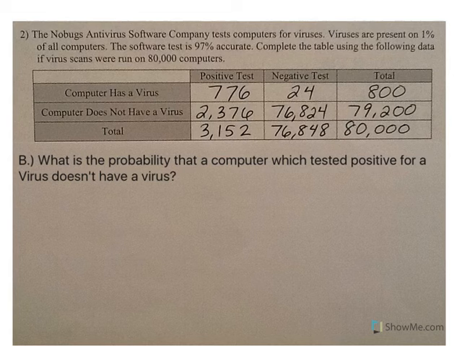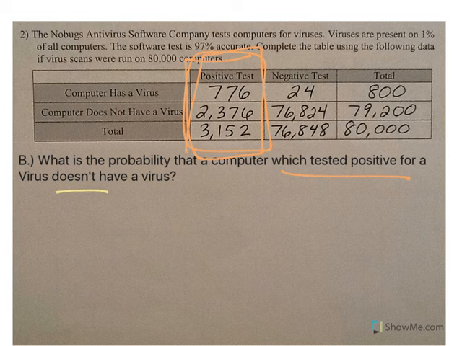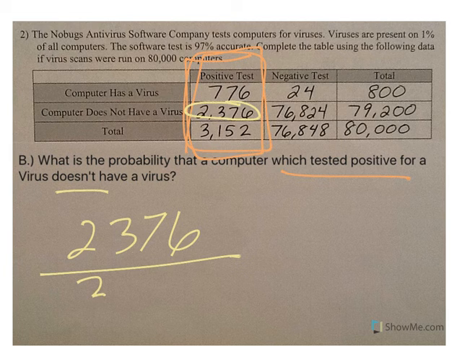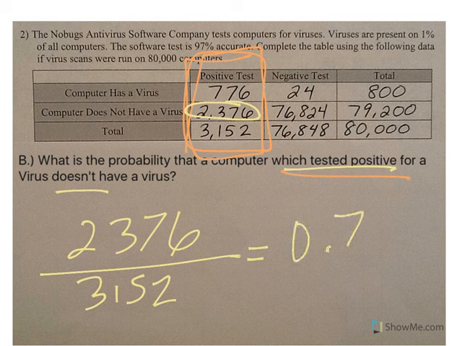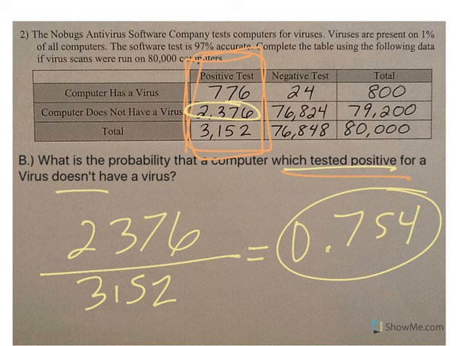Okay. What is the probability a computer which tested positive doesn't have a virus? So now we're only looking at those that tested positive. Well, that's this number. So we're looking at those that don't have the virus over all of those that tested positive. Because for those which tested positive, we only care about that group. So 0.754. There's a 75.4% chance that if a computer tests positive for a virus, it really doesn't have one. This is called a false positive because you had a positive test, but it's wrong.